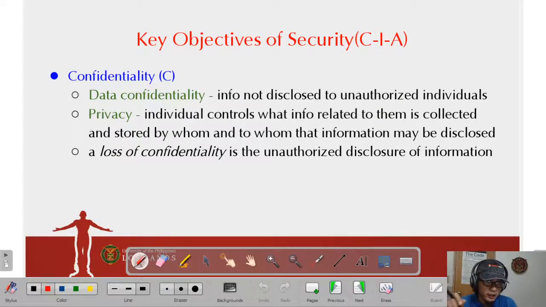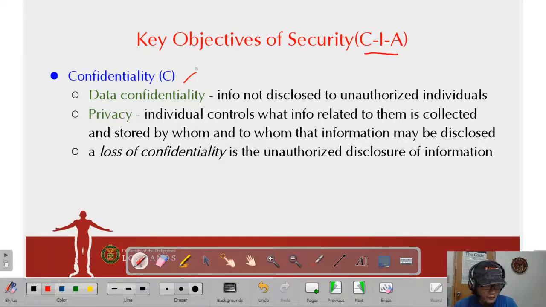In the next slides we will discuss these key objectives. And in computer security, you cannot say that you know computer security if you don't know the CIA triad. These are the key objectives of security. Whenever you are asked to provide security, you think of these items: confidentiality, integrity, and availability. Now let's go over the definition of each. The first one is confidentiality.